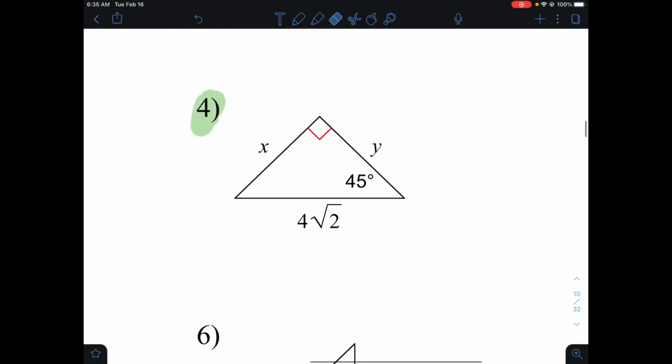All right. So let's go ahead. We'll try number 4 now. So first off, you have to figure out what they gave you. Did they give you a leg or a hypotenuse? Well, these are my legs. And it seems that they are looking for both legs, so they gave me a hypotenuse, right? That's the guy across from the 90-degree angle.